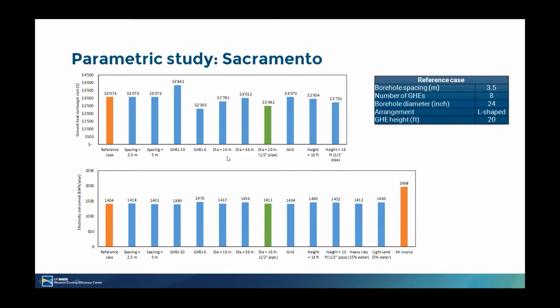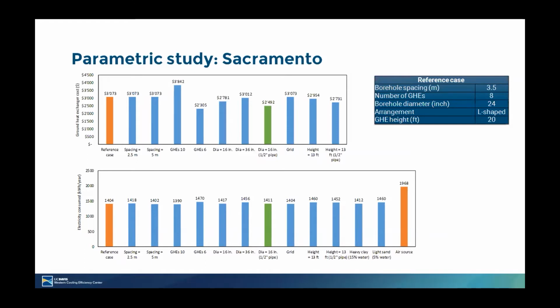Now, when we change the diameter of the GHE, or when we change the height of the GHE, we varied the total number of GHEs so that the borehole area is the same. Meaning, for the reference case of 24 inches, we had 8 GHEs. But when we decreased the diameter to 16, we used 12 GHEs, or a larger number of GHEs. For the 36-inch case, we used 5 GHEs. And again, for the height case, we also used 12 GHEs, just trying to keep the total borehole area same.